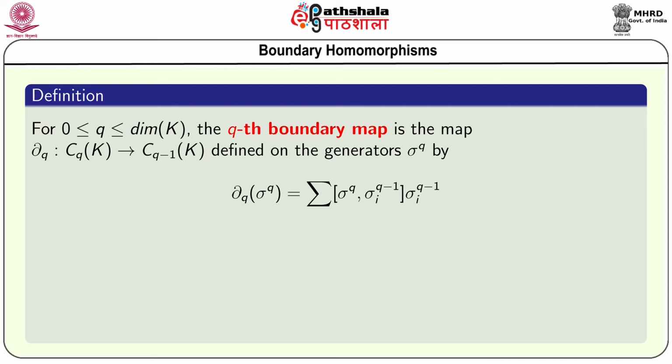First of all, we define this map on the generators of CQK, and then, as we know, if we extend it by linearity on the whole of CQK, then we will get the whole description of the map del Q. Now, if sigma q is any generator of CQK, then del Q sigma q is defined as summation of the incidence number of sigma q minus 1 i with sigma q minus 1 i. Now, what do I mean by the incidence number of sigma q minus 1 i on sigma q? As we have already defined earlier, it can have 3 values, 0, +1 or -1.